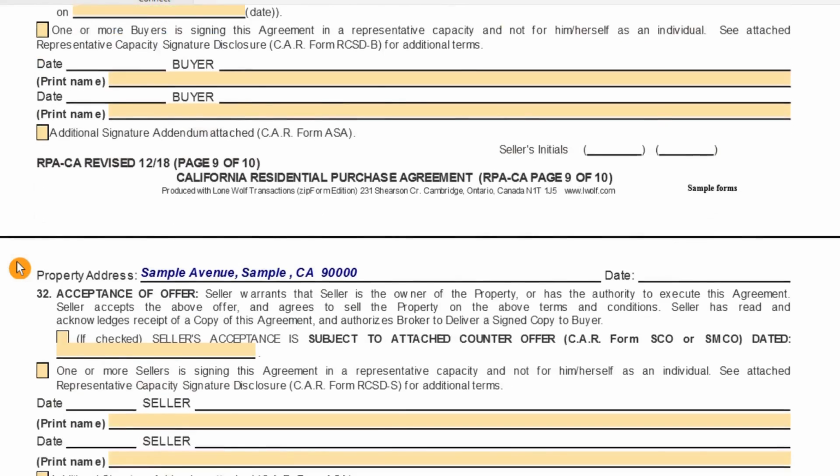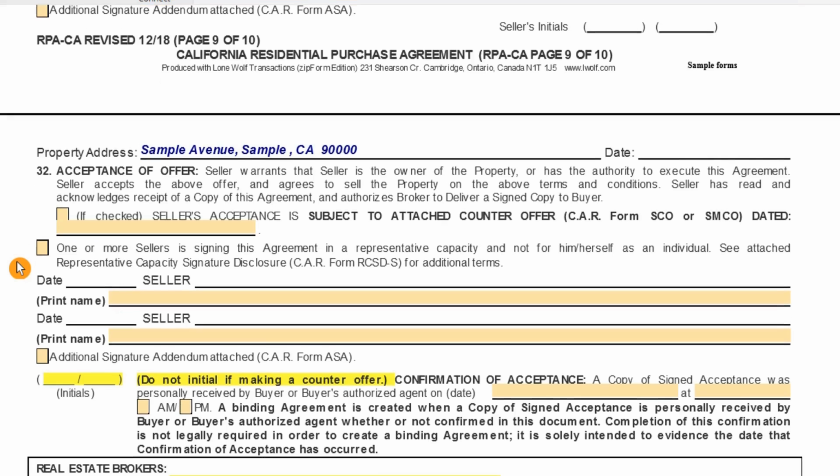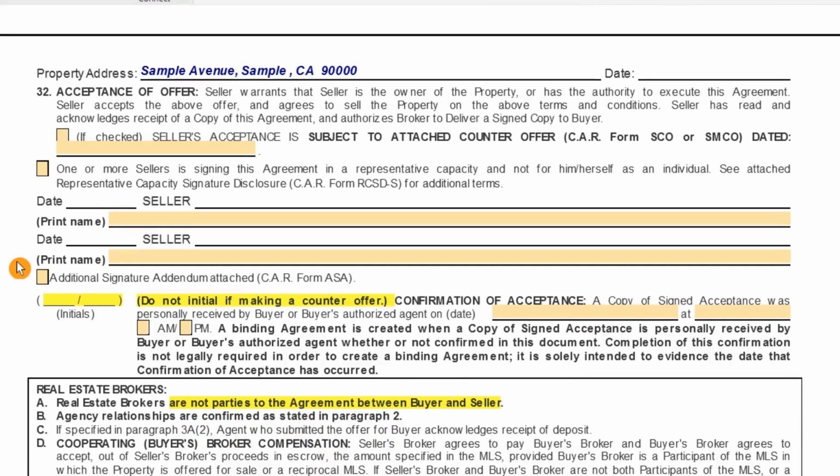That's page 9, and now page 10, we go to acceptance of the offer. In 32, we talk about the acceptance of the offer, and in it, the seller warrants that they are indeed the owner of the property and that they have the authority to execute the agreement. And it also states that the seller has read and acknowledges receipt of a copy of the agreement and authorizes the broker to deliver a signed copy to the buyer.